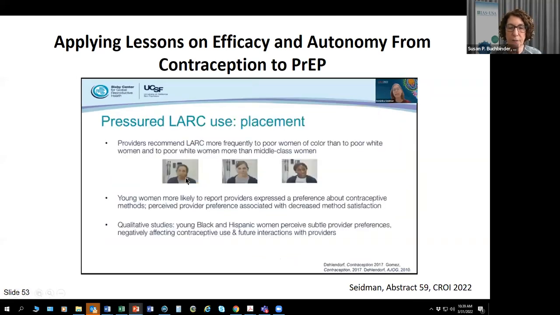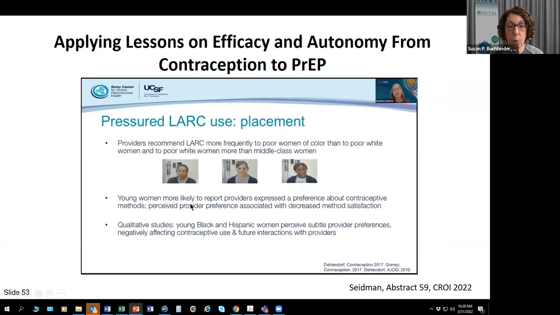They actually did a study at an OBGYN conference where providers were shown videos of different individuals and asked what kind of method of contraception they would counsel the women to use. And providers recommended LARCs more frequently to poor women of color than to poor white women, and more to poor white women than to middle-class women. And so there is this racism and classism that influences who we presuppose is going to be able to adhere to our various agents.